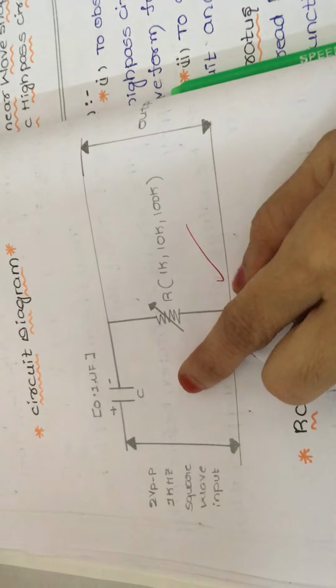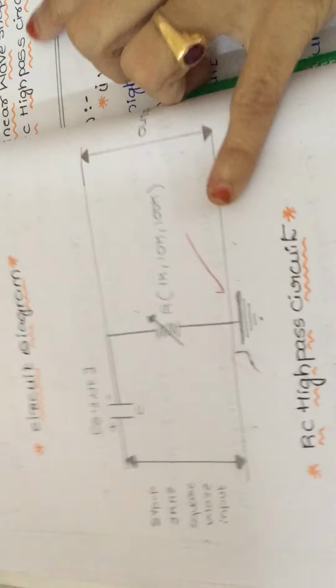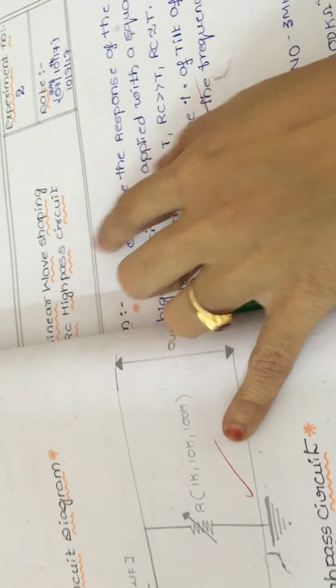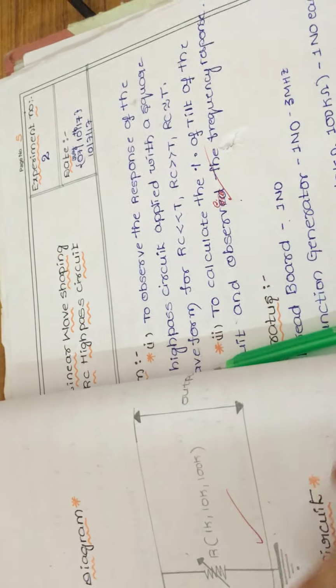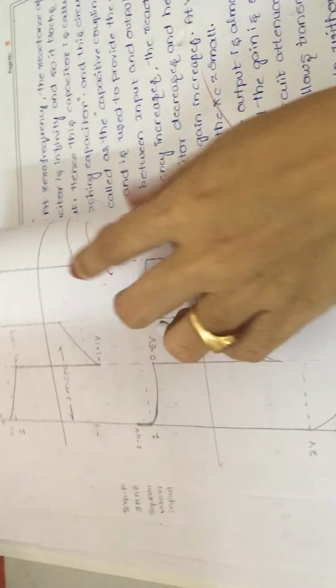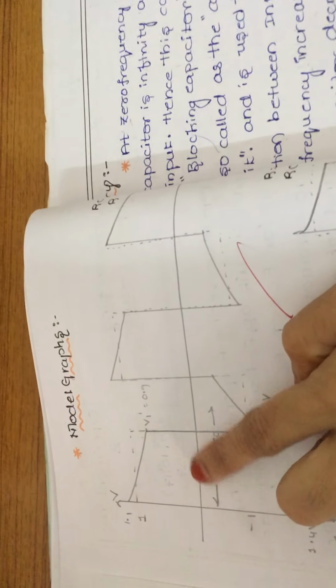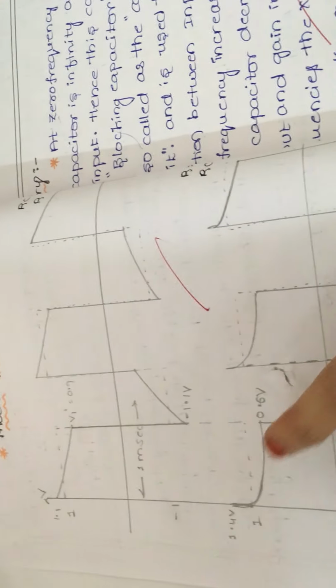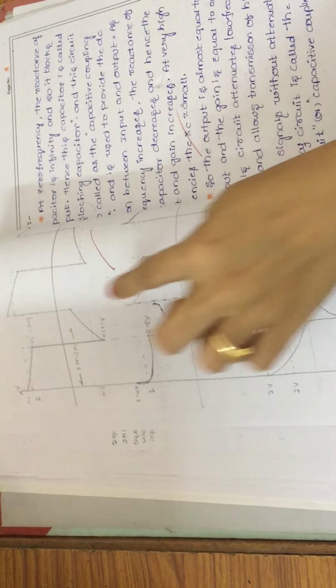Again, linear wave shaping means the shape of a non-sinusoidal signal changes when it is passed through a linear network. Here also we will take a square wave as the input signal, and for different time constants, RC less than T, RC equal to T, and RC greater than T, we will obtain three output wave shapes. Now we will verify how these wave shapes are obtained.